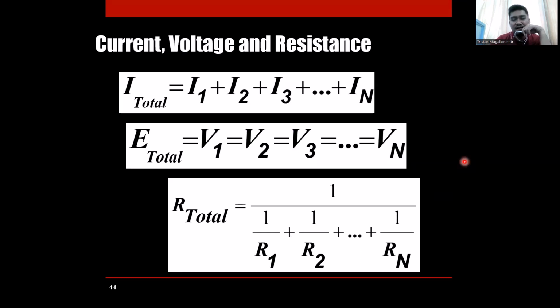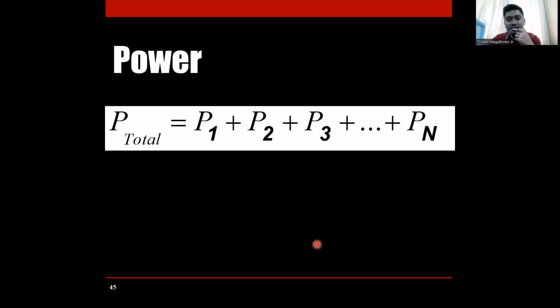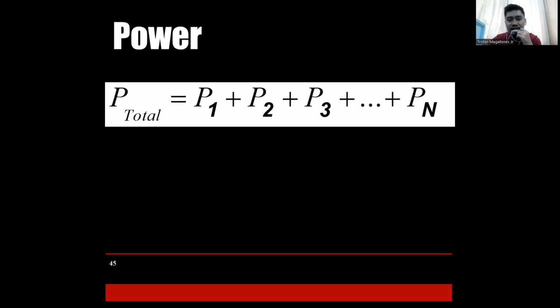So these are the formulas on how to solve the current, the voltage, and resistances in parallel circuits. As you can see, the total voltage will be just the same as voltage 1, voltage 2, and voltage 3, depending on how many elements you have in your circuit. And then the total current will be the sum of the individual branches. And the total resistance will be the reciprocal of the sum of the reciprocals. And the power will be just the total power of each element.